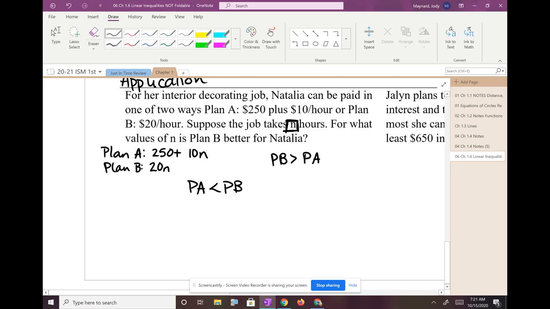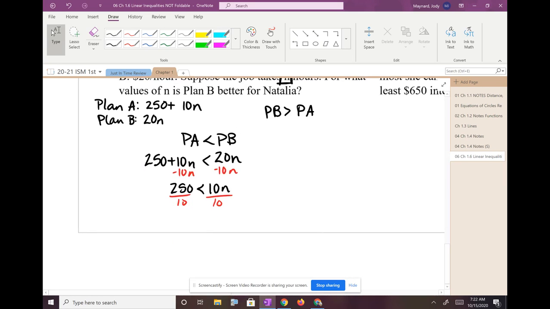So here, if we have Plan A, I'm just going to substitute the equation in. 250 plus 10n is less than Plan B, which is 20n. All right, if we solve for n here, that means we would subtract 10n from both sides. This gives me 250 is less than 10n, because 20n minus 10n is 10n. And then divide by 10. This gives you 25 is less than n.